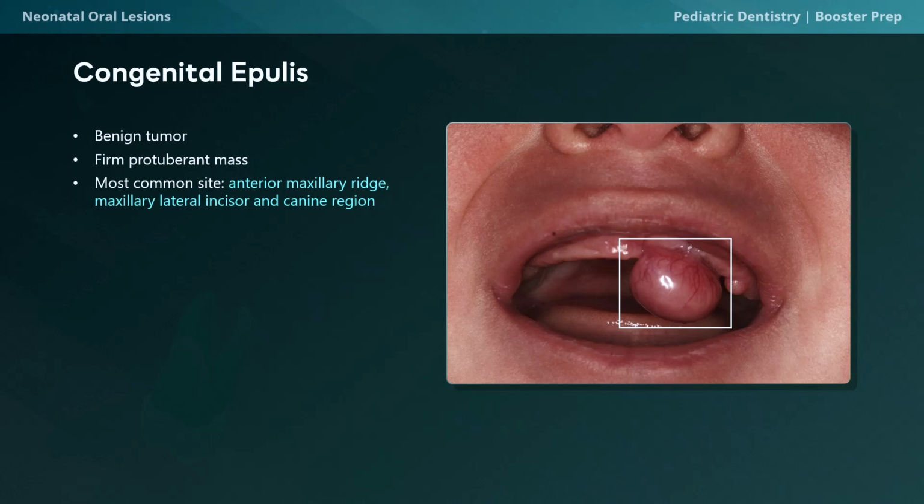Now, the thing about the congenital epulis is that it may contribute to mechanical obstruction that can result in respiratory distress and difficulty in feeding. For this reason, we will want to surgically excise this, and the newborn will typically heal well without any further complication.